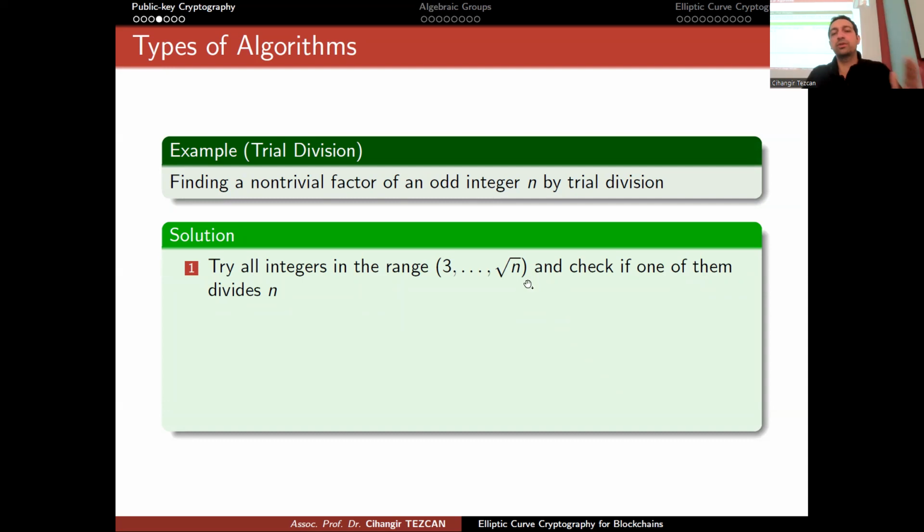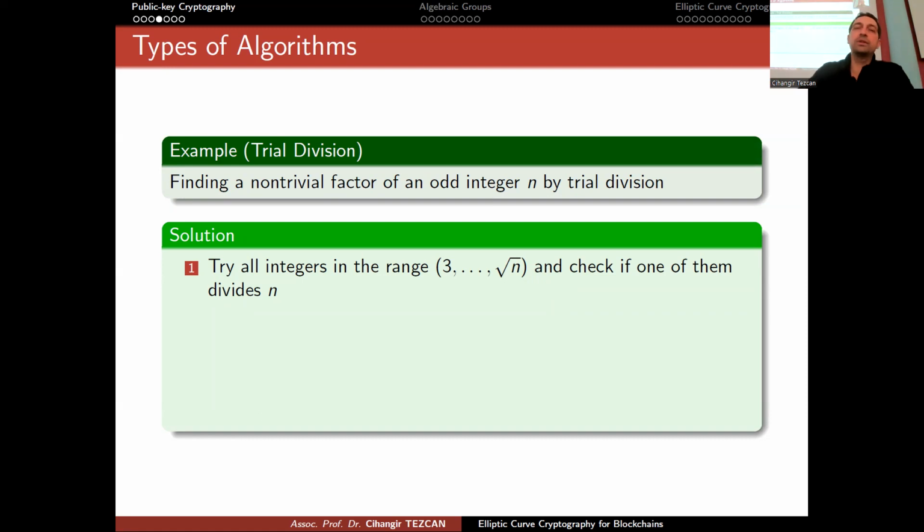Okay, so you have to check if any of these numbers divide. And if you come up with any divisor, then you divide N with that number, and then you continue the algorithm, this time with N divided by that number. But if you cannot come up with anything, this means that this is a prime number. So that is the idea.